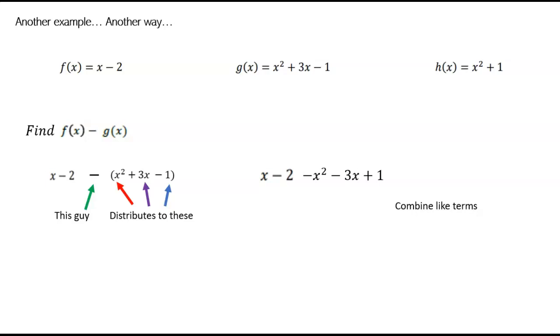Keeping the negative x squared, we can combine x and negative 3x, which equals negative 2x. We can also combine the negative 2 and positive 1, which equals negative 1. So the difference is negative x squared minus 2x minus 1.